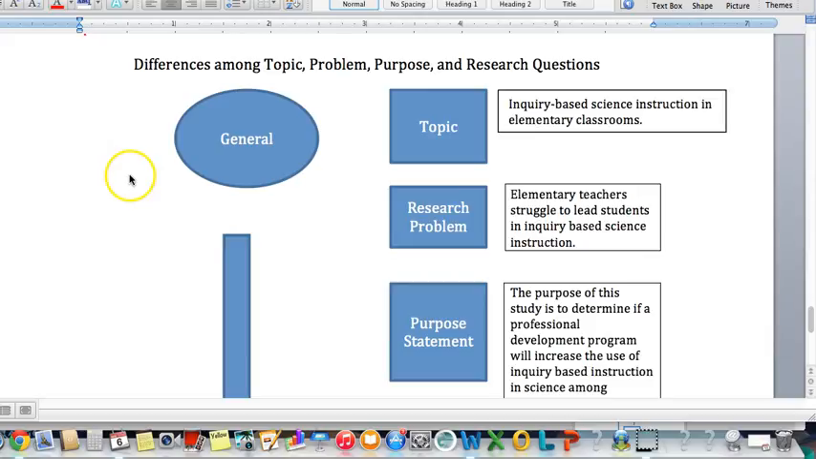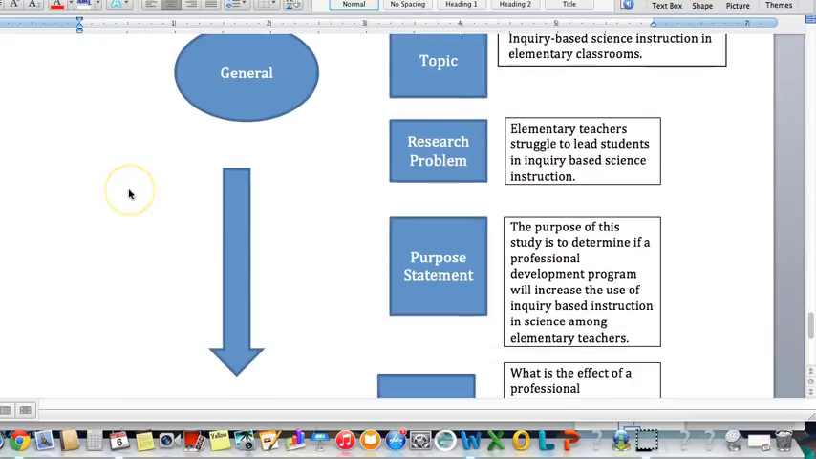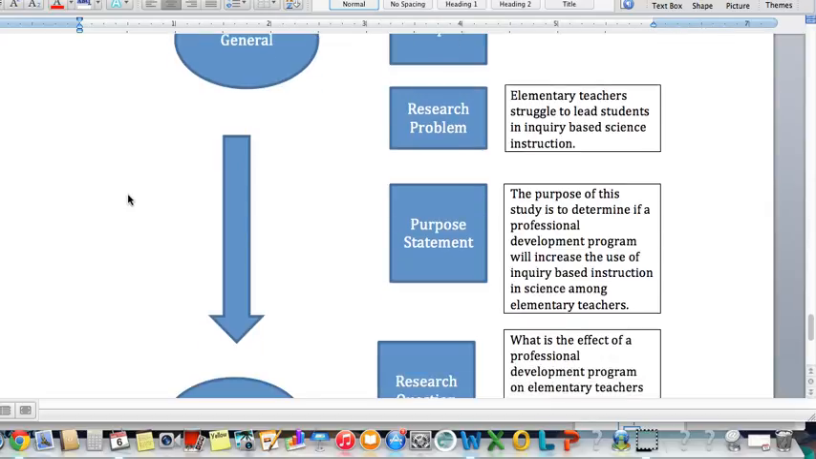From your research problem, you develop a purpose statement. You've got to be thinking about what you could do to improve the problem. The problem is going to be there regardless if you do anything or not, but if you do something, you might be able to help the problem. For example, my purpose statement was, the purpose of this study is to determine if a professional development program will increase the use of inquiry-based instruction in science among elementary teachers. So that's pretty specific. I was saying that if we started a certain professional development program, inquiry-based science would be increased or improved among elementary teachers.